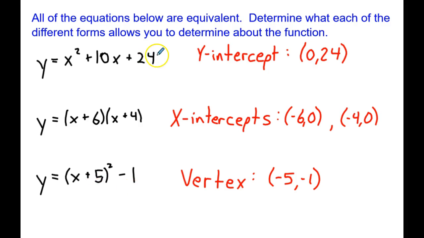So in standard form, we can quickly identify the y-intercept. In factored form, we can quickly identify the x-intercepts. And then in vertex form, we can quickly identify the vertex. One thing you should notice about the x-coordinate of our vertex, that is always going to be in the middle of the two x-intercepts. So we saw our two x-intercepts were -6 and -4. The middle of that, -5.